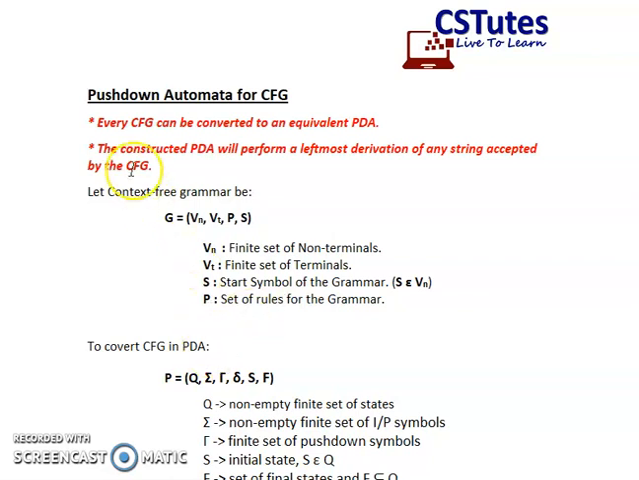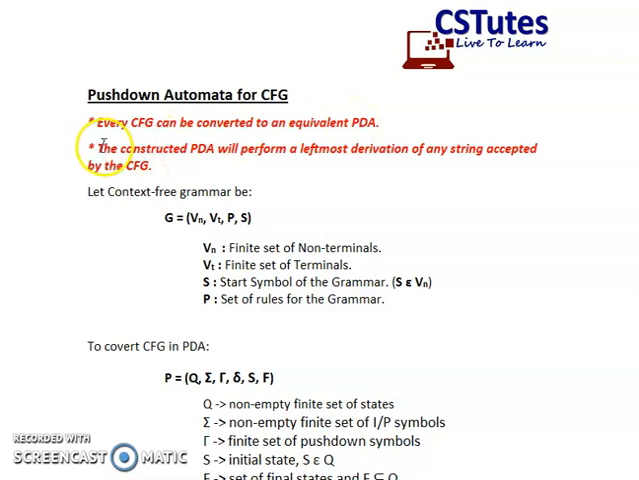Now, today we are going to learn how we can convert a CFG to a PDA. There are 2 points which you must know. The first point is that every CFG can be converted to an equivalent PDA. That means for every context-free grammar, it is possible to generate a pushdown automata.